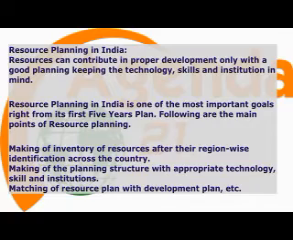I don't think it is very important to discuss each and every aspect of resource planning in India, because it has been seen that for the last 15 years I have not seen any question from this particular topic, resource planning in India. But yes, for other topics, it's all very important.